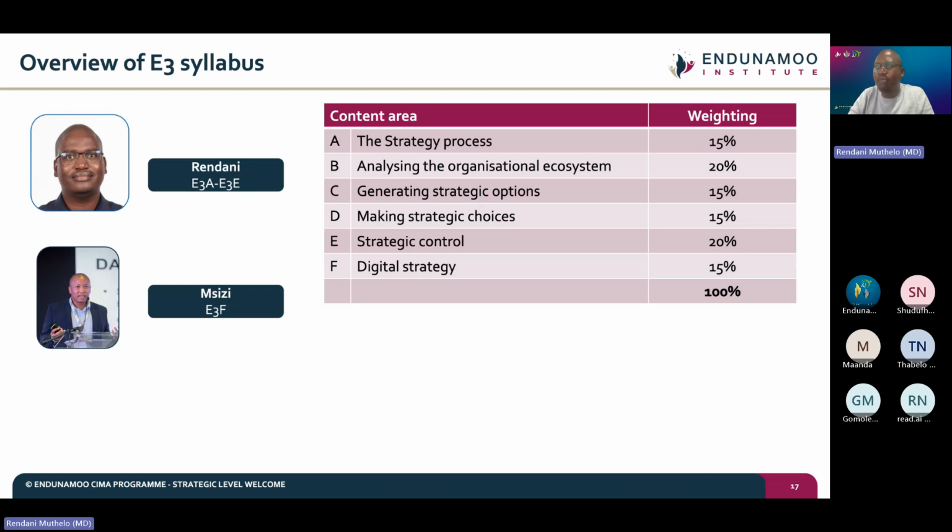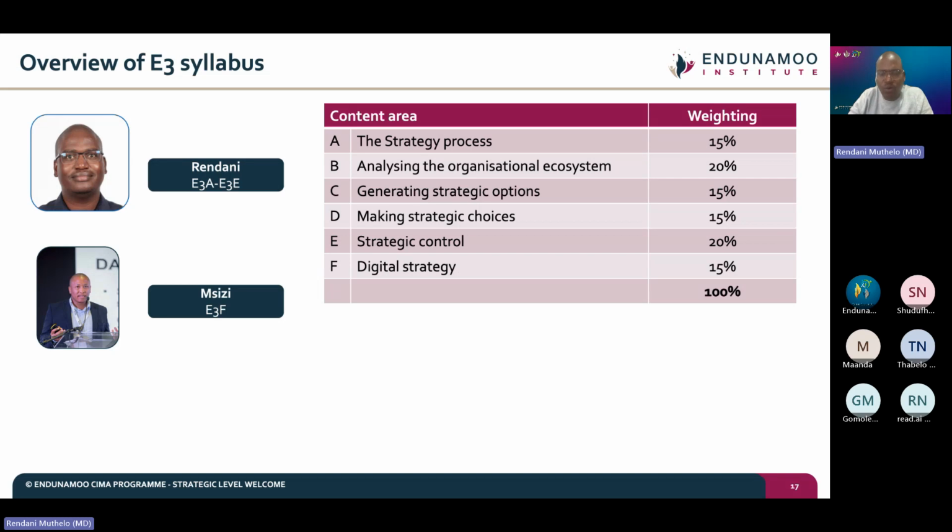Then we're going to talk about generating strategic options. How do you generate strategic options? And this will be very important because you will need to understand that there is what they call a niche strategy, a core strategy, and be able to set yourself apart and be clear about how you will win in a particular market. Then we will talk about making strategic choices, how to evaluate strategies that are before you.